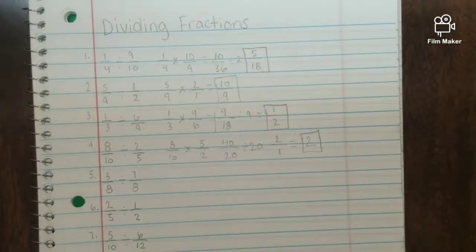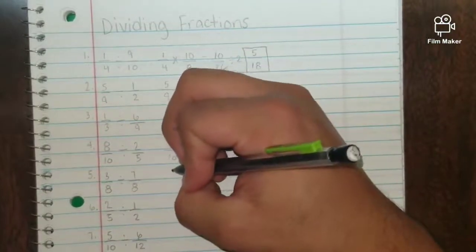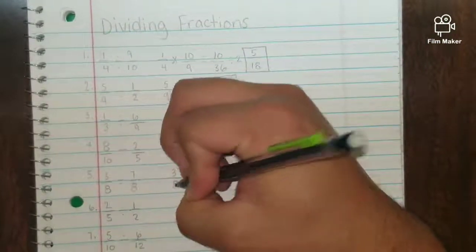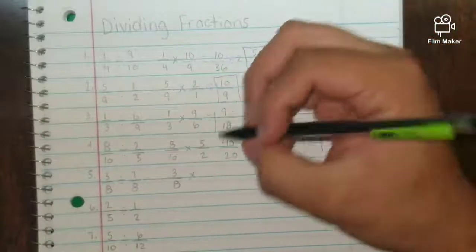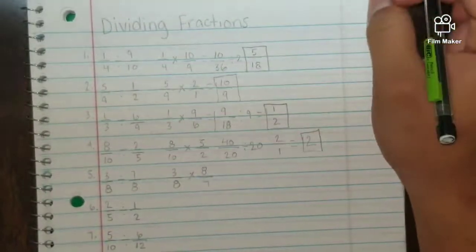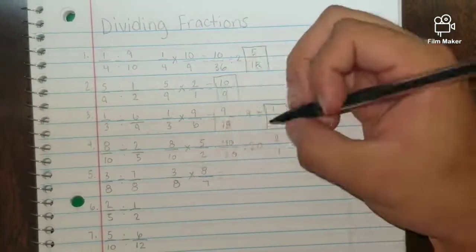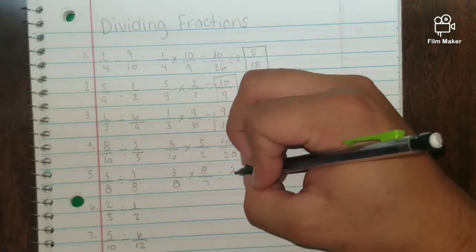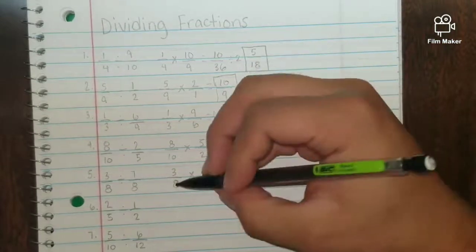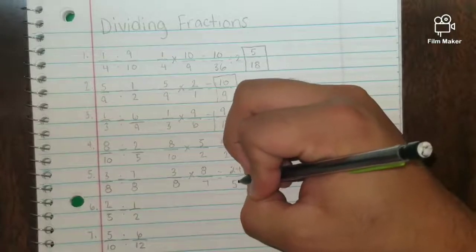And for our last example, we have 3 over 8 divided by 7 over 8. So rewriting this as a multiplication problem, we would have 3 over 8 times 8 over 7. And now we just multiply across. 3 times 8 equals 24. And 8 times 7 equals 56.